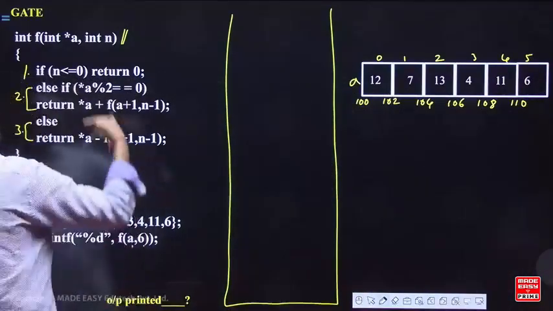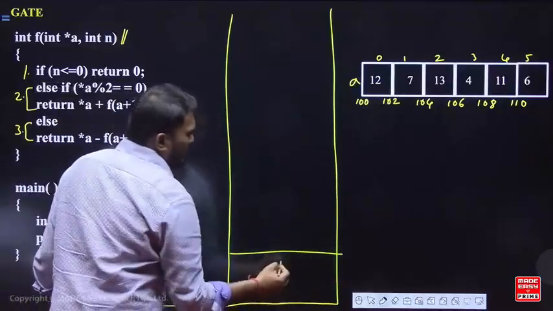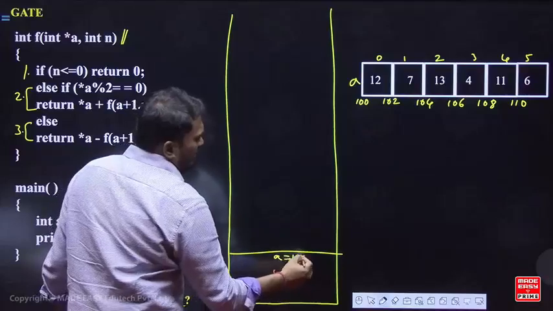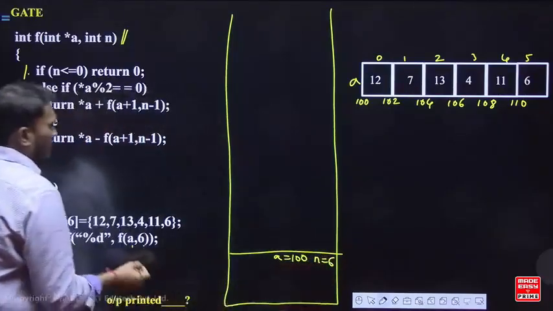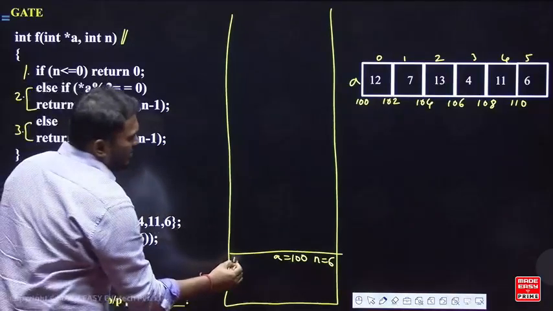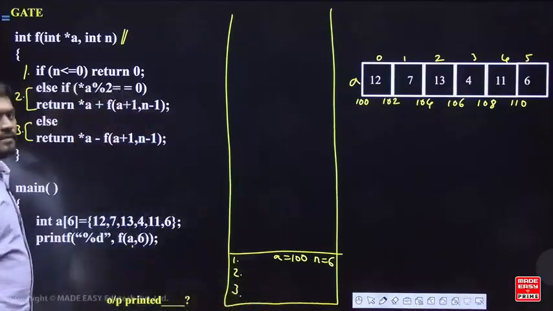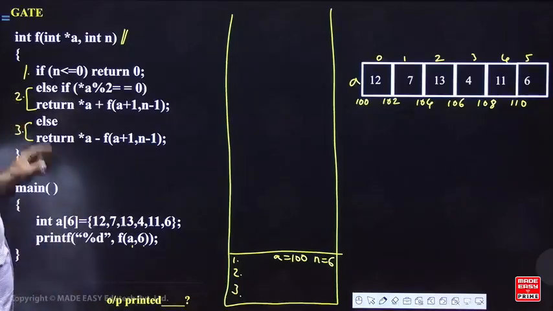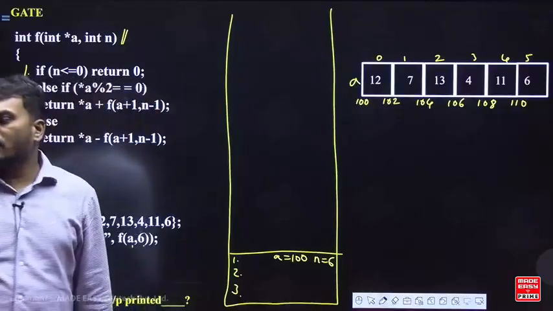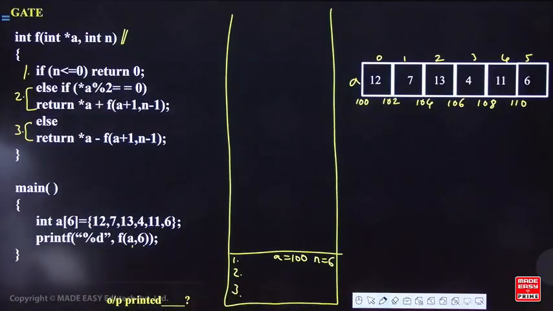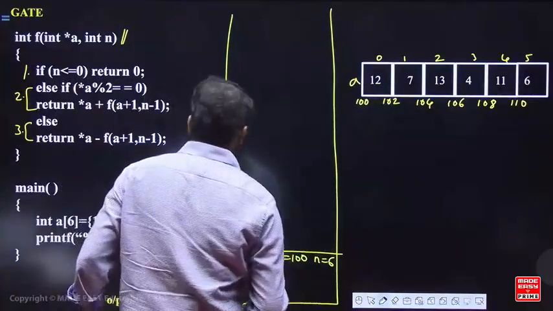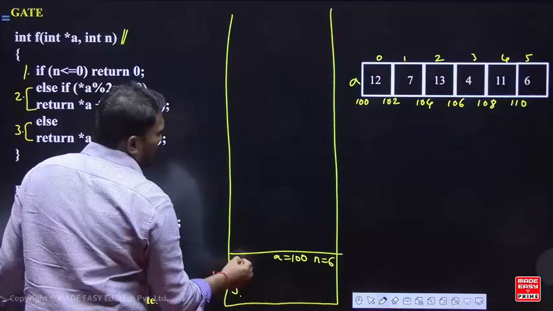The first time when you call this function f, it creates the activation record. You are passing the a value as the base address, 100, and n value is 6. Now tell me, you have to execute the 3 statements. First statement, if n less than or equal to 0, what is the n value here? 6. N less than or equal to 0, true or false? False. If it is false, this is not done.